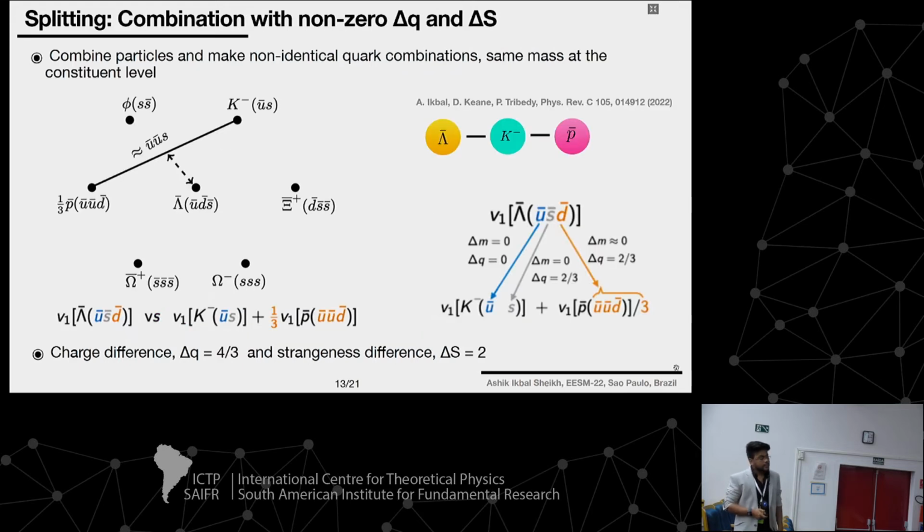Now, the approach tells us to move on and make further combinations with those produced particles. But in this case, we will have non-zero charge difference and non-zero strangeness difference. Here I have shown an example: I have combined the anti-kaon with 1/3 of anti-proton and compared with the anti-lambda. In this case also we have to keep in mind that the quark level mass is the same for all these combinations. But in this case we created a charge difference which is 4/3 and the strangeness difference which is 2.